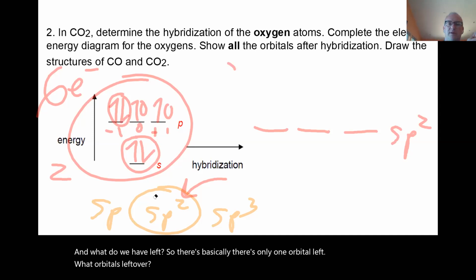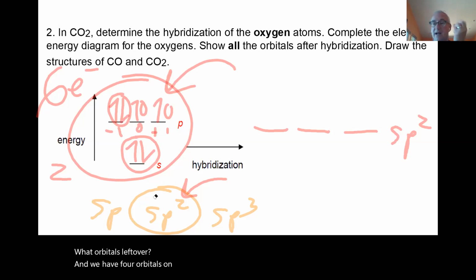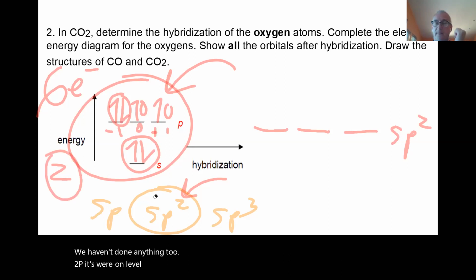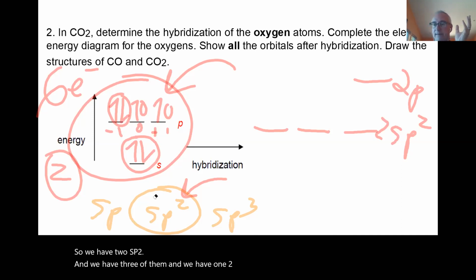Then we have 4 orbitals on this side. We've only hybridized 3 of them, so there's 1 left we haven't done anything to. Well, 2p. We're on level 2. So we have 1 p orbital left over, 2p. So we have 3 sp2 orbitals, and we have 1 2p orbital left over.